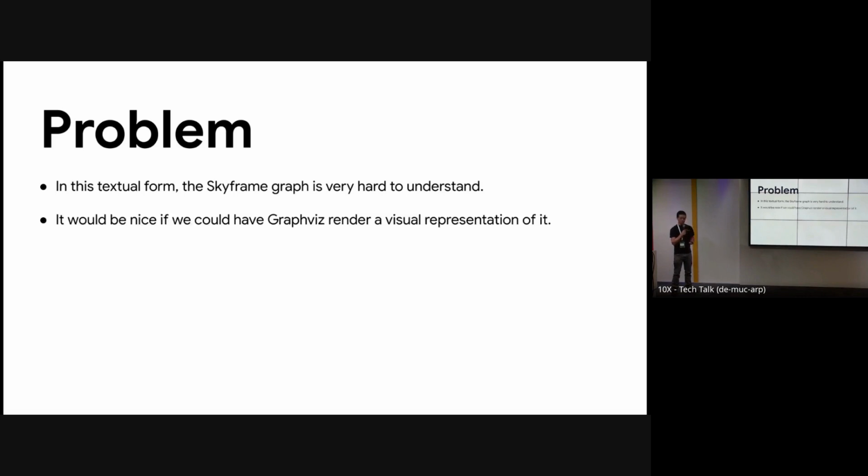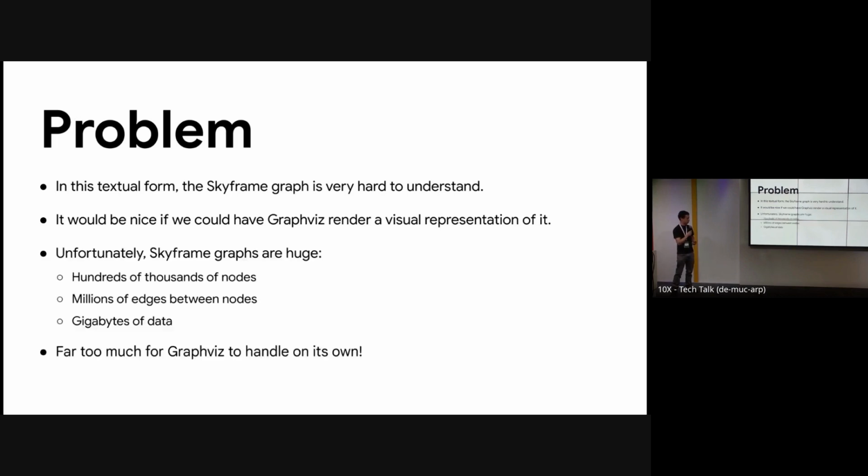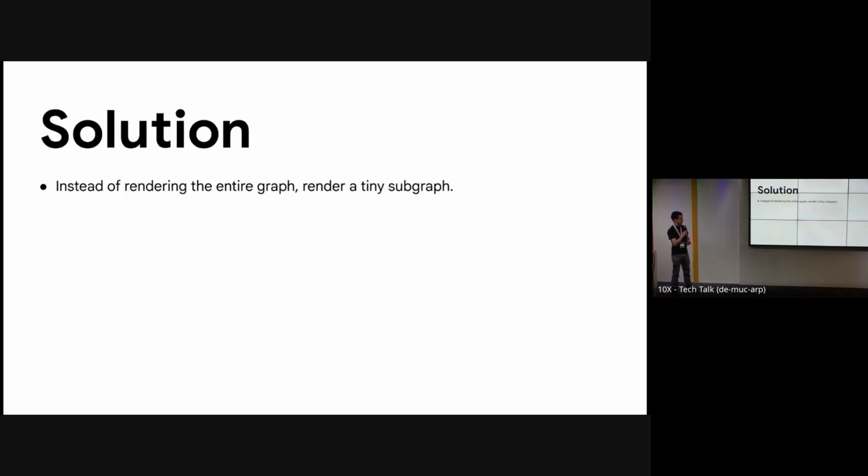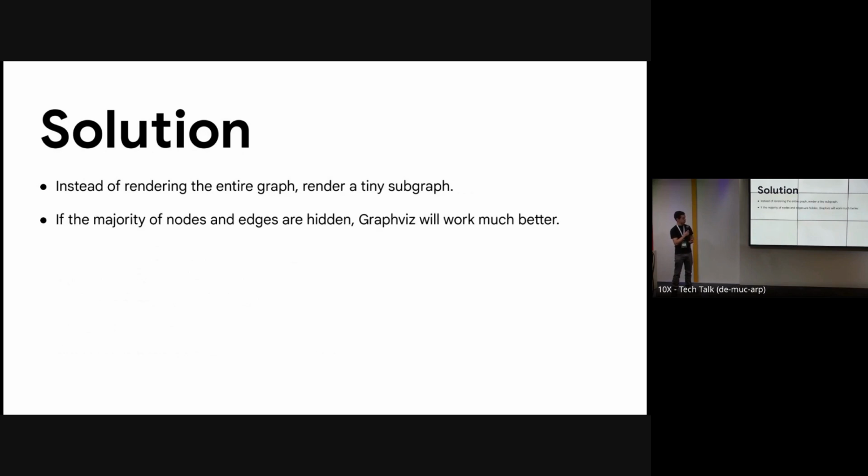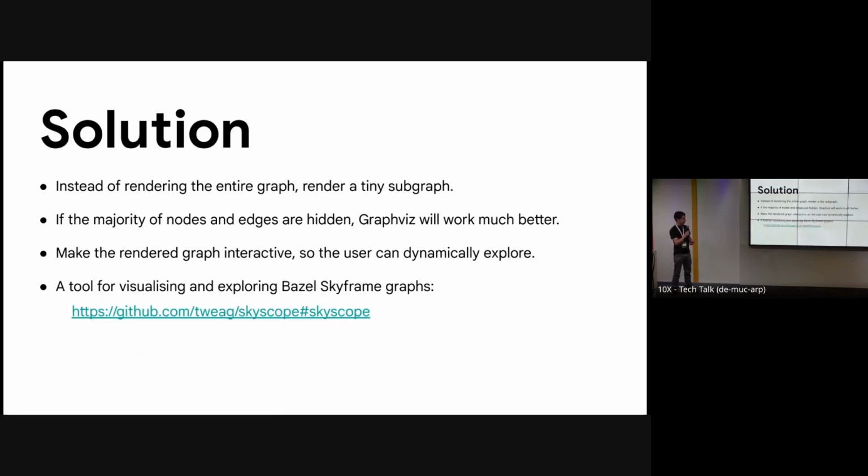It'd be great if we could parse it and feed it through Graphviz and get a visual representation. But as I said, Skyframe graphs are huge, and there's no way that Graphviz is going to handle that much data. So the solution I came up with for Skyscope, it's fairly obvious, I guess: instead of trying to render the entire thing, just render a tiny subset, say maybe 10 to 20 nodes at a time. At that scale, Graphviz will work much better. It'll be fast, and the graphs it produces will be understandable. The key thing is that the rendered graph is interactive, so you can click on various parts of it to show and hide nodes. That's basically the idea behind it.